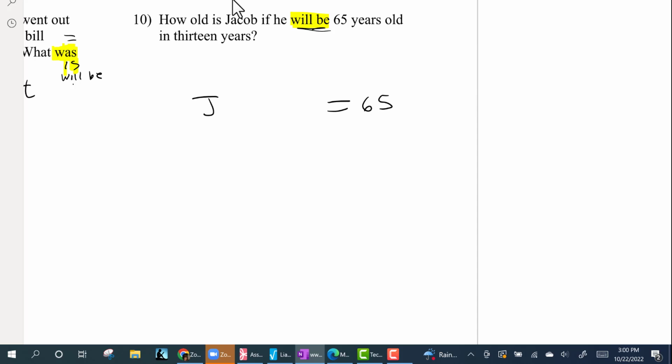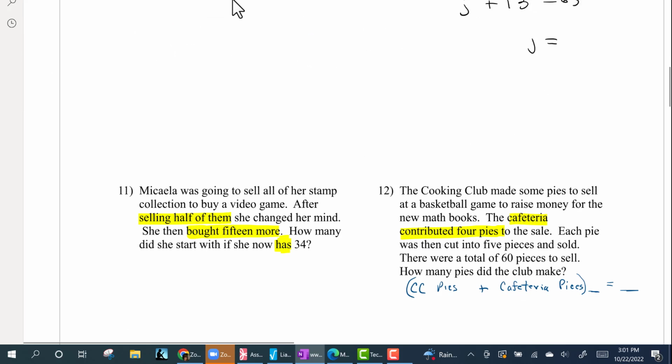So here we have Jacob will be means in the future, 13 years. So whatever Jacob's age is, plus 13 years. Well, let's put J as the variable. J plus 13 is equal to 65. And then you know how to get J by itself. You just subtract the 13 from both sides.